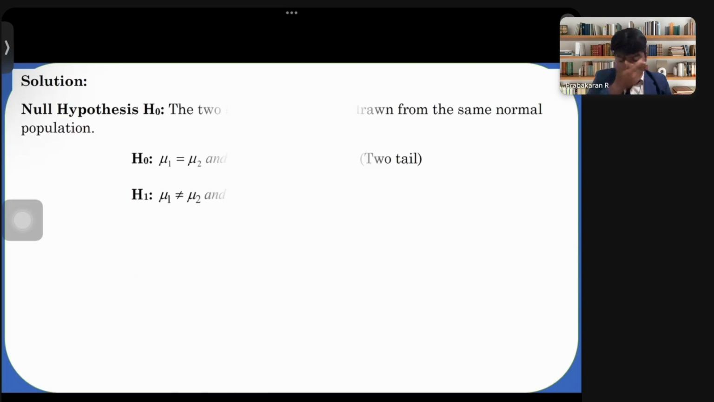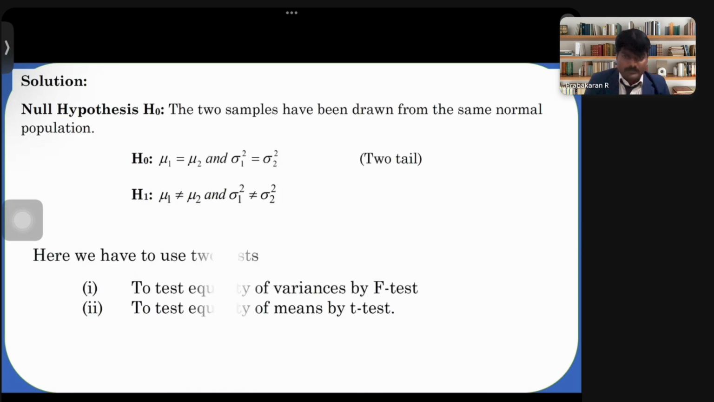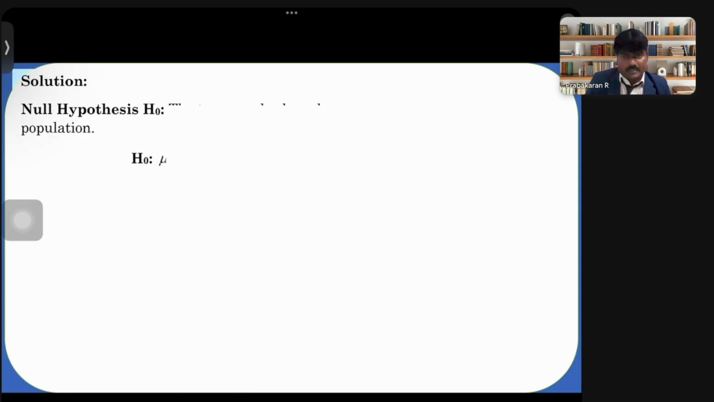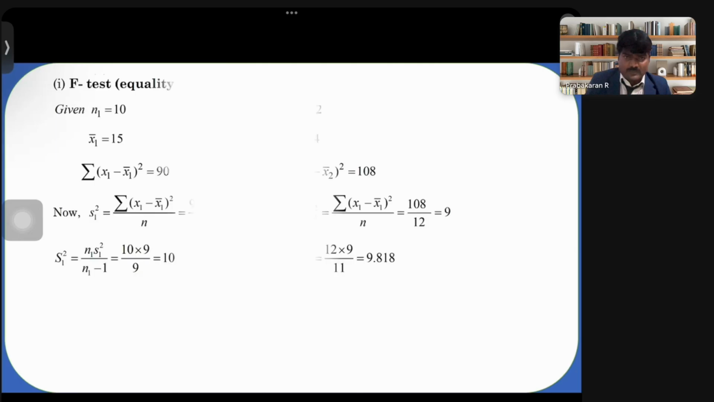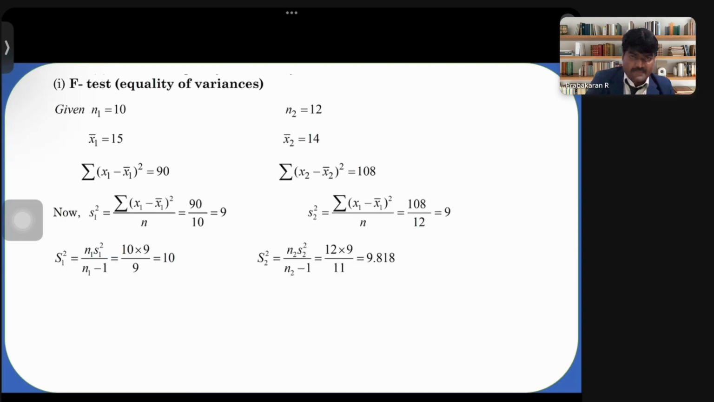So we'll quickly recollect the things we have seen. First, we have to create the hypothesis. We can write it in general, or combine the two hypotheses together. To test the variances, we have to make use of the F-test. To check the means, we have to make use of the t-test. We found S1 square; they gave the sum of squares of deviations from the mean, and from that we can find the variance of the first and second sample. In this problem we got 9 and 9.